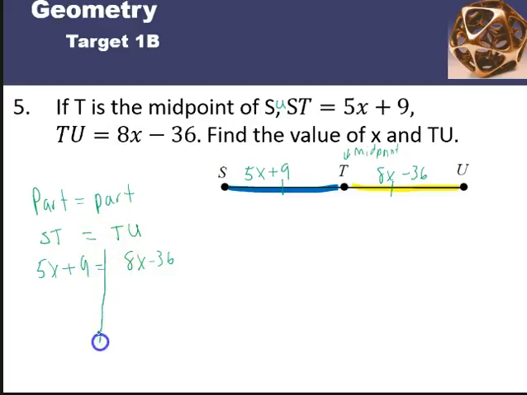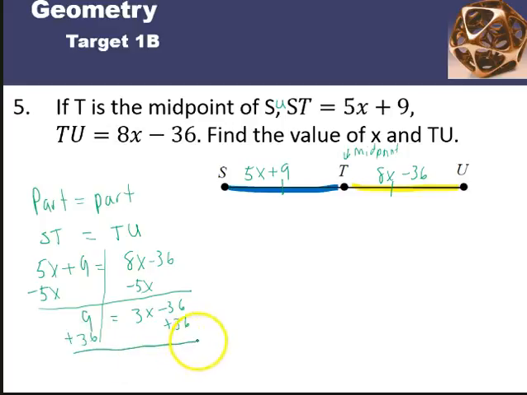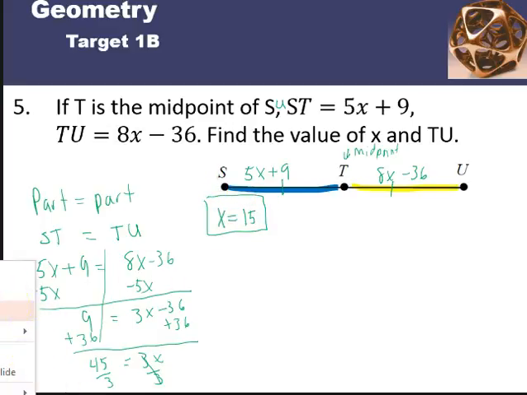And again, here's our fence. We're crossing the fence, so I have to subtract 5x from both sides. And I get 9 equals 3x minus 36. Then I can add 36. And I get 3x equals 45. And we divide both sides by 3. And I get x is 15. Now it wanted x, so I found x. X is 15. That's good. But it also asks me to find the length of TU.